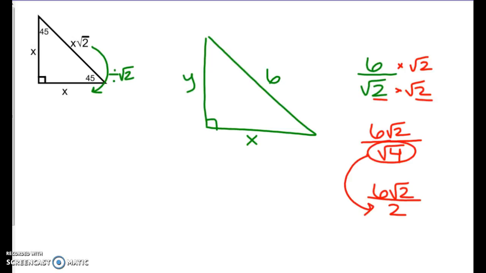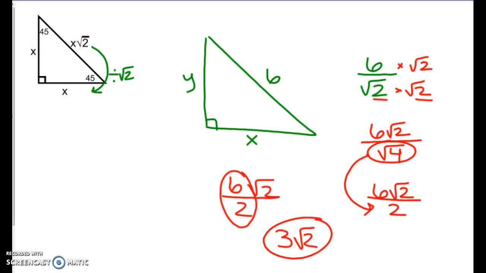We can keep reducing, because 6 divided by 2 can reduce down. 6 divided by 2 we get 3. Then we also have to multiply it by that square root of 2. So one of our side lengths is 3 times the square root of 2. But since we have a 45, 45, 90 triangle, y is also 3 times the square root of 2.